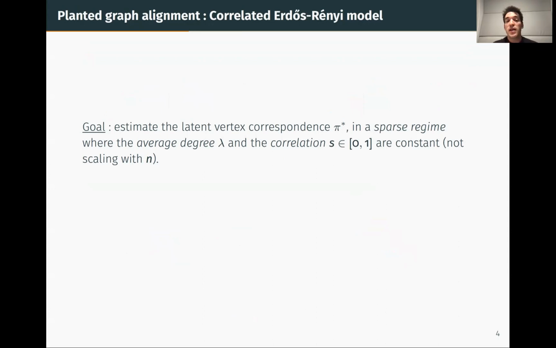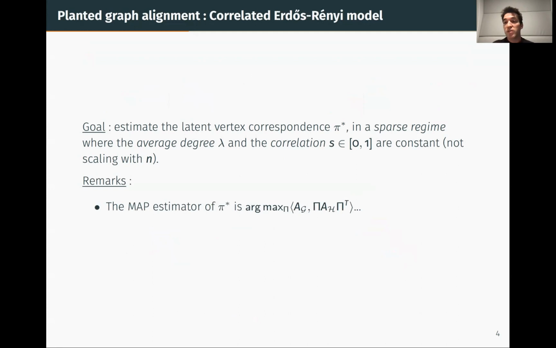They estimate the latent vertex correspondence pi star. And here I want to emphasize the fact that we are in a sparse regime where the average degree of the graphs is constant and the correlation also is constant. Okay, so these are quantities that are not scaling with n.